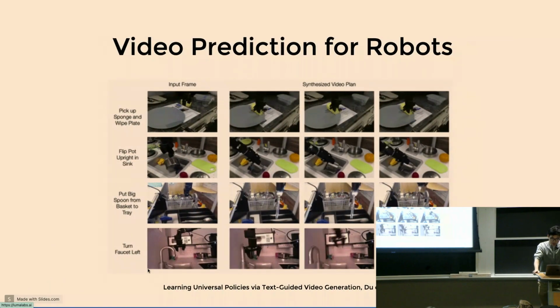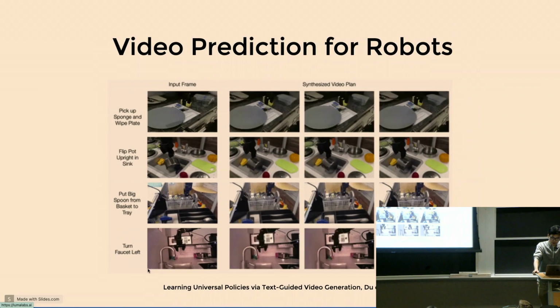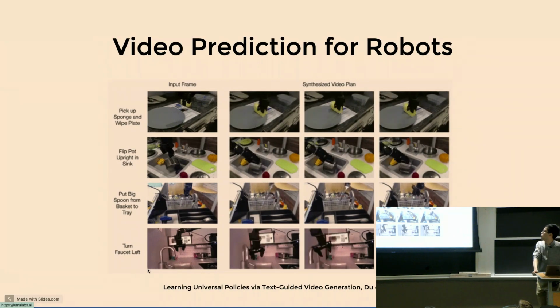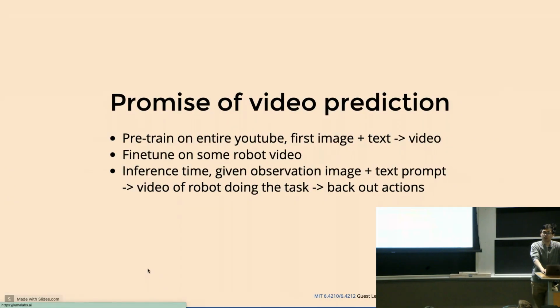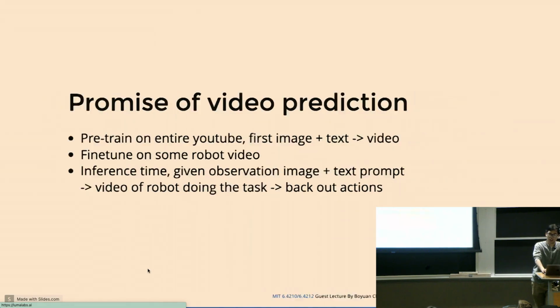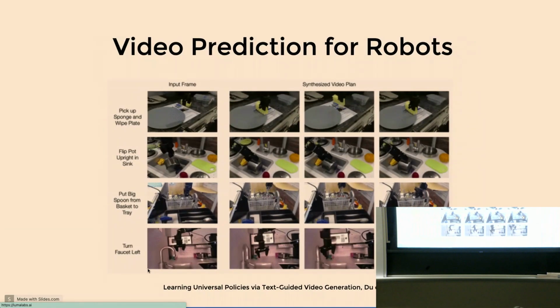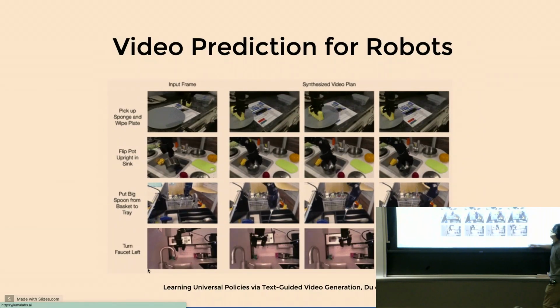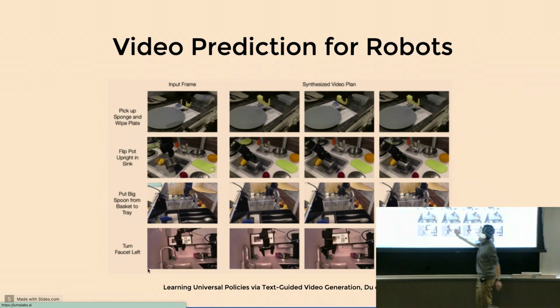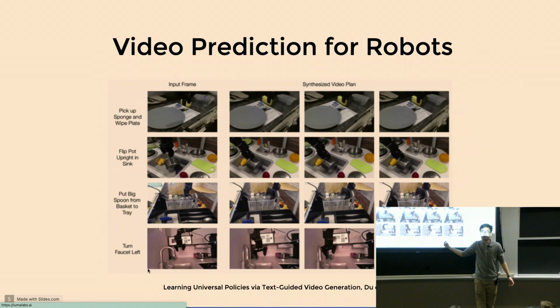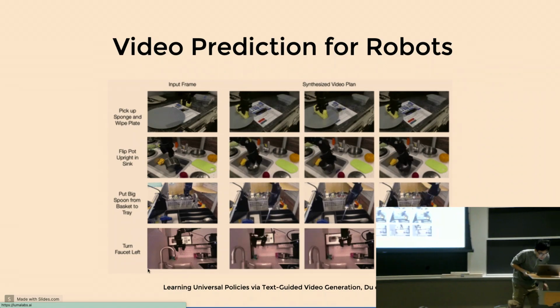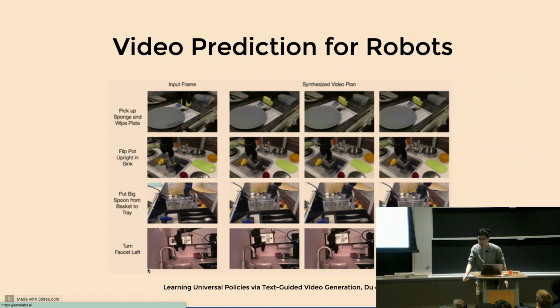And in his work, the universal policy, or UniPi, what he implemented is exactly this promise. So we pre-train on large-scale YouTube data, we fine-tune on some robot data, and at inference time, given an observation image plus some other conditioning, you generate a robot video. You will be quite amazed that all of these frames here are generated. They're quite realistic, right? If you don't look closely, even if I look closely, I will find them still super realistic.